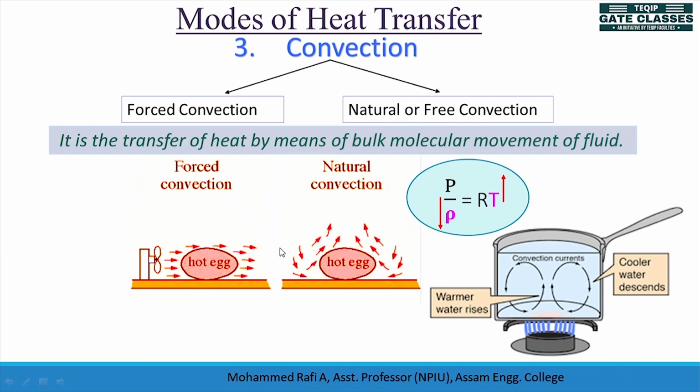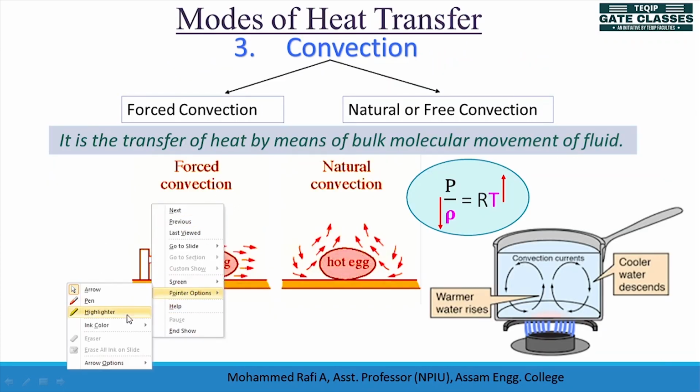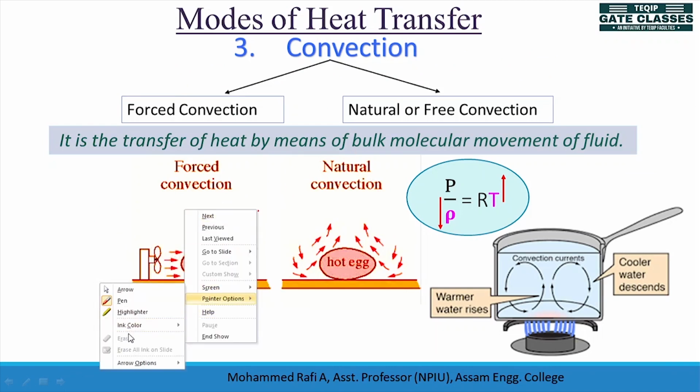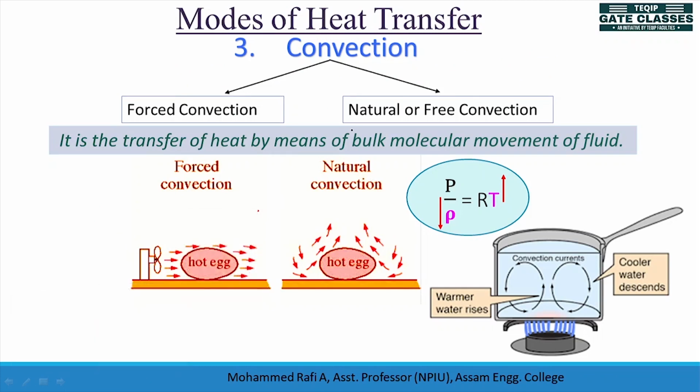Anyway, let's move on to the next mode of heat transfer, which is called convection. What is the major difference between convection and radiation? You should notice only one difference: there is bulk molecular movement in convection, but in radiation there is no bulk molecular motion. Convection can again be classified into forced convection and natural or free convection.